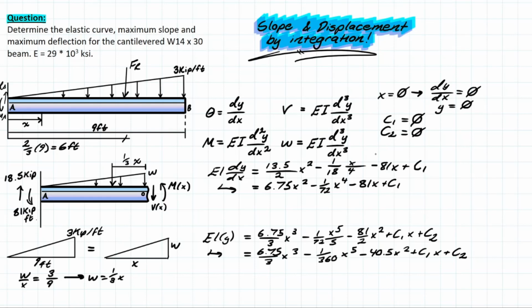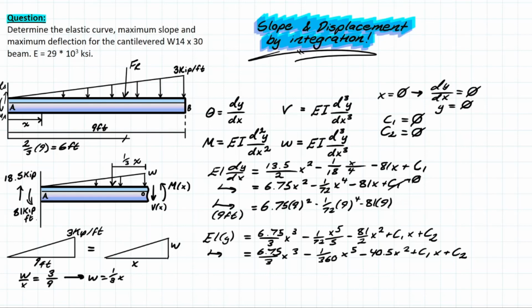Now, the last important point is going back to our elastic curve, remembering that the max slope and the max deflection is at this furthest point of the cantilever, which is at 9 feet. So now all we need to do is plug into these equations for slope and deflection at 9 feet. So if we took this at 9 feet, we would have something that looks like this. We have 6.75 times 9 squared, plus 1 over 72 times 9 to the 4, minus 81 times 9, and this is equal to 0.